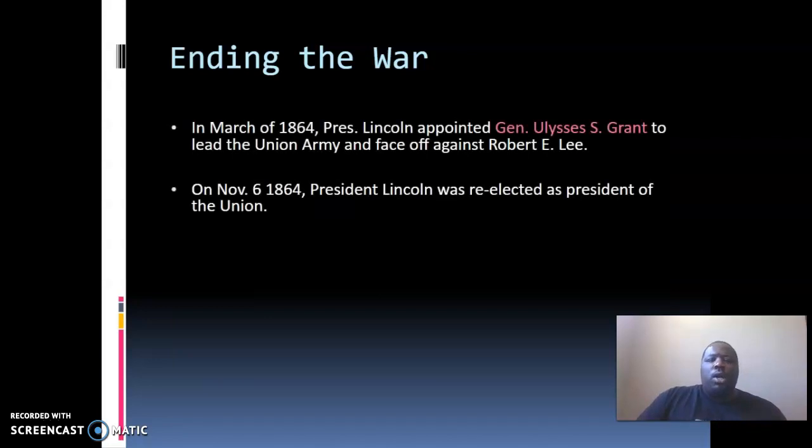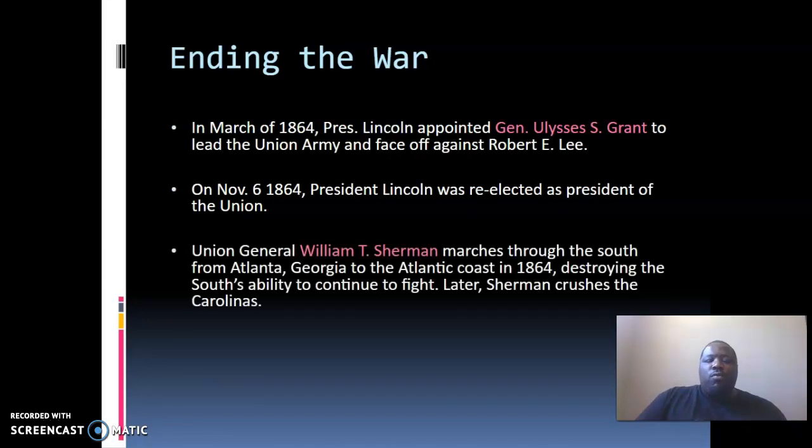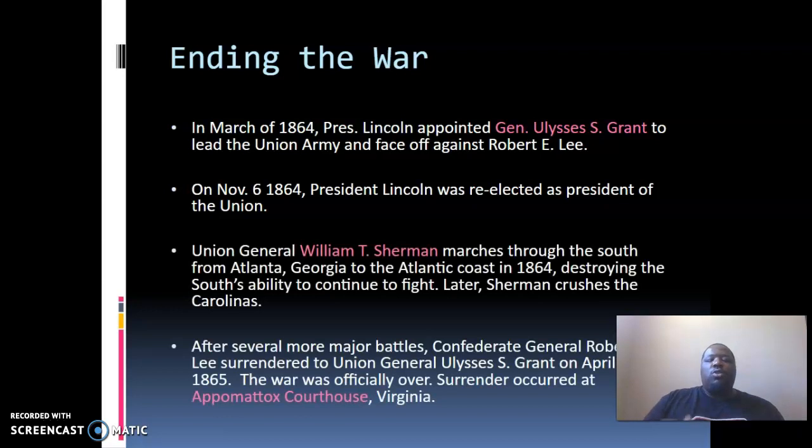So the end of the war. And again, this is just a brief overview. We will look at a few of these things in a little more detail. But in March of 1864, President Lincoln appointed Ulysses S. Grant to lead the army and to face off against Robert E. Lee, the commanding general of the Confederate troops.